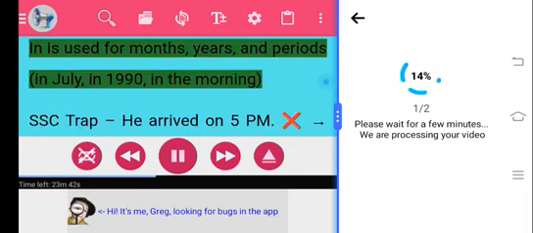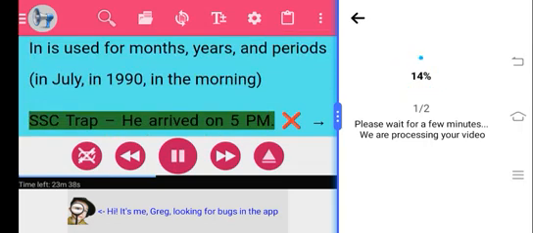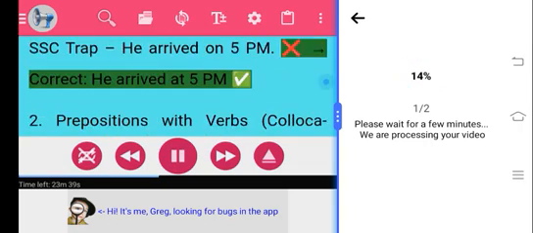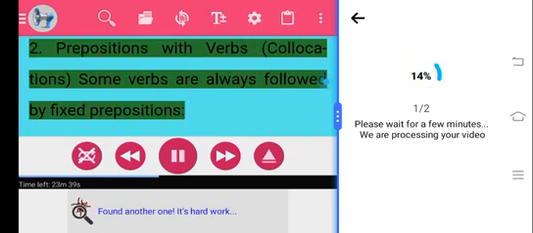In is used for months, years, and periods: in July, in 1990, in the morning. SSC trap. He arrived on 5 p.m. is incorrect. Correct: He arrived at 5 p.m.